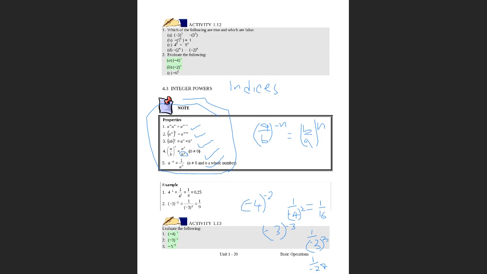The last one, please look at the difference here. Here the negative is not in the bracket. See that? The difference between the two. Here the negative is in the bracket. So negative 5 exponent negative 2. Because the negative is not in the bracket, when the 5 is coming down, the negative still stays up. So we have negative 1 over 5 squared, which is negative 1 over 25.